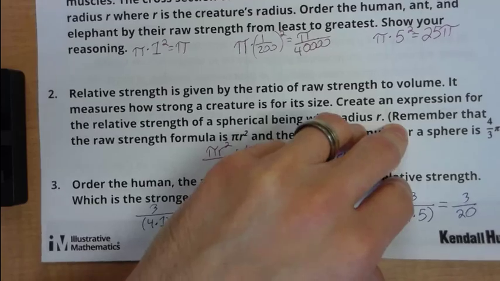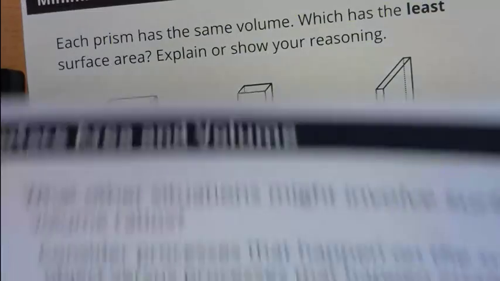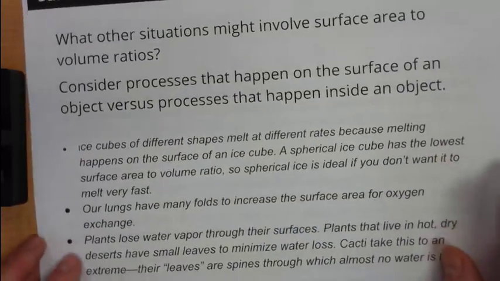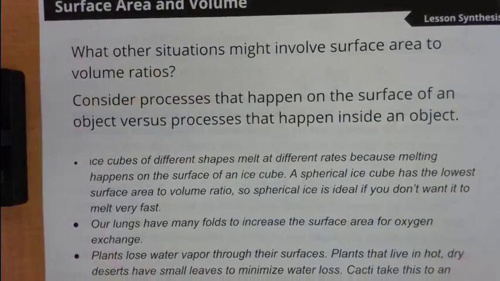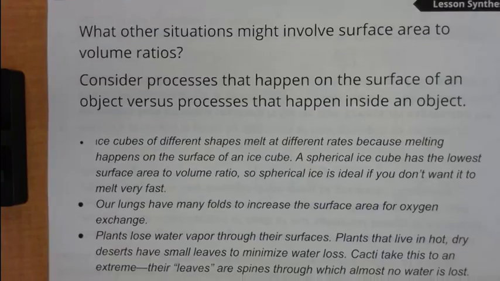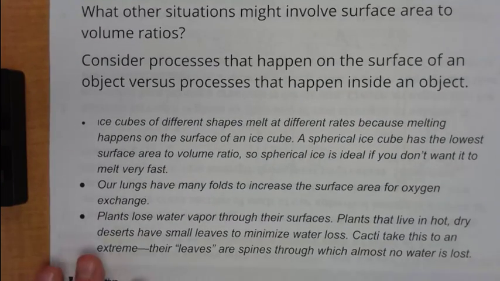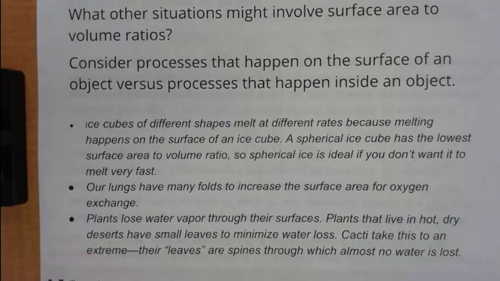And lastly, we'll read through some quick information and then wrap it up with an exit ticket question that you guys are going to be working on in Google Classroom. So our question here asks, what other situations might involve surface area to volume ratios? Consider processes that happen on the surface of an object versus processes that happen inside an object.